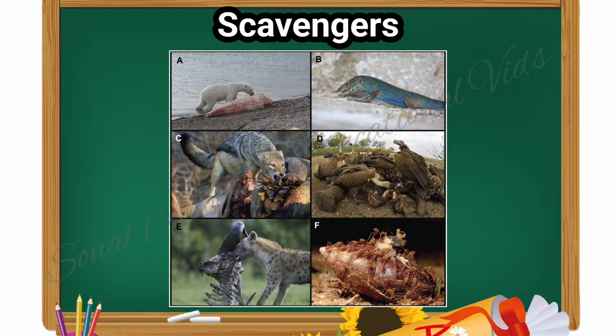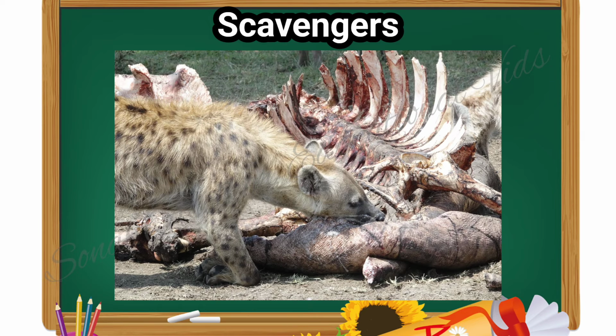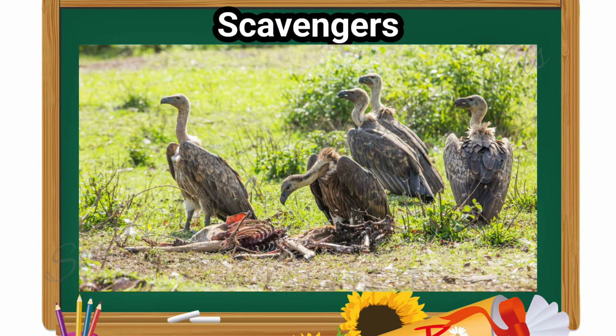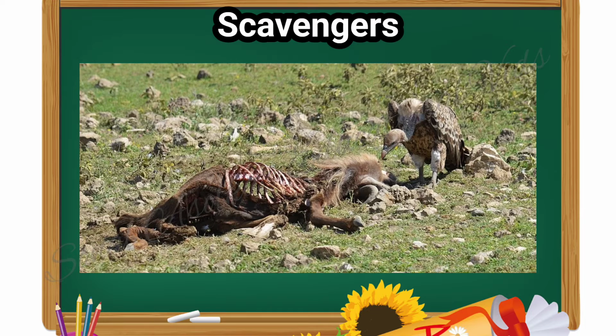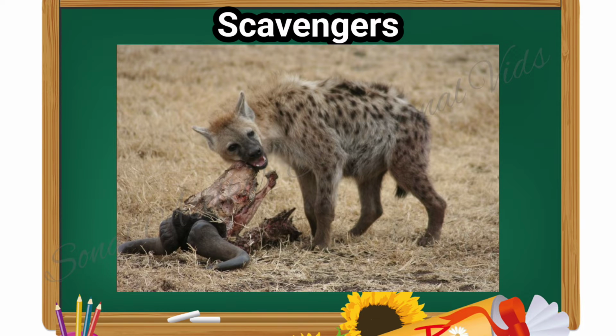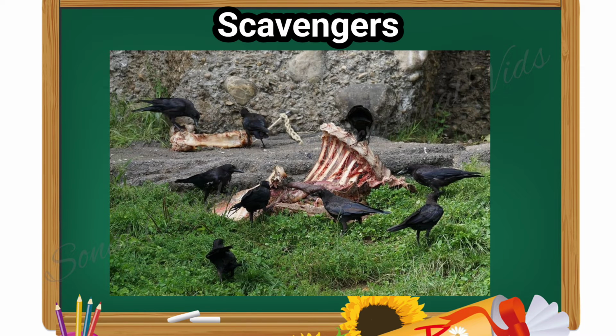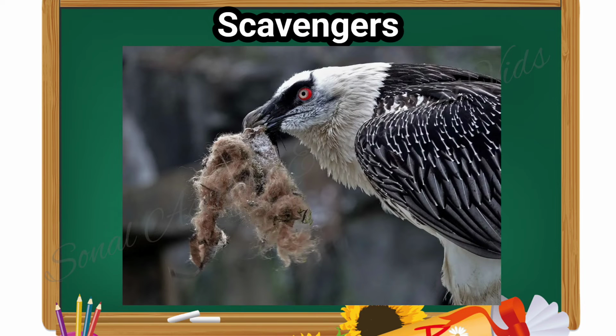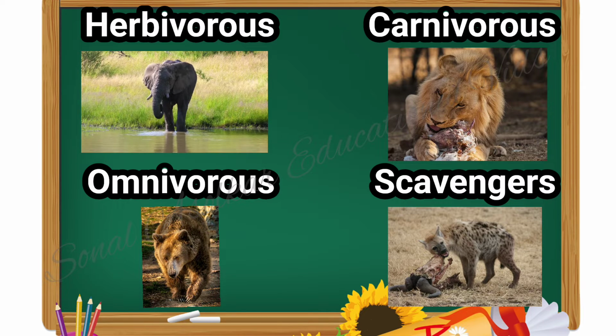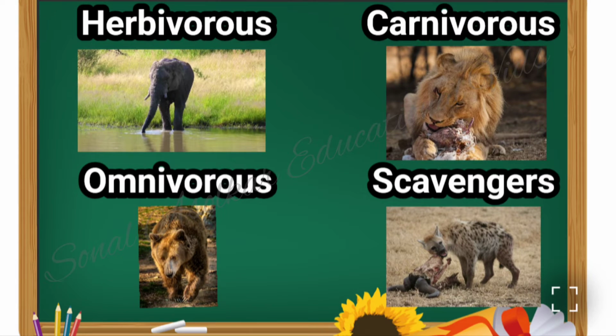Let's know about the scavengers. Scavengers like hyenas and vultures eat the flesh of dead animals. A scavenger is defined as an animal that feeds on the remains of other animals or eats decomposing plant or animal matter. This means that scavenger animals can be both herbivorous and omnivorous. Most times, scavengers do not kill their own prey even if they may possess the ability to do so. So students, I hope you understand about the herbivorous, carnivorous, omnivorous and scavengers.